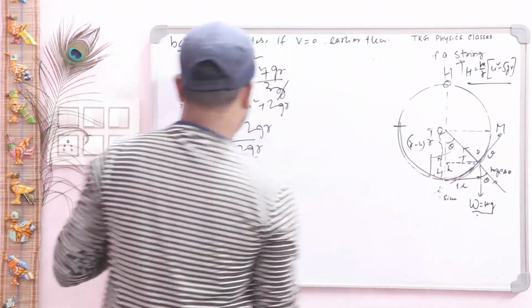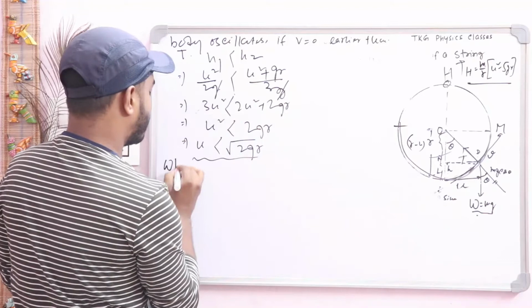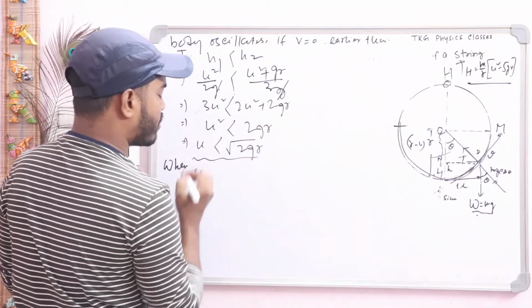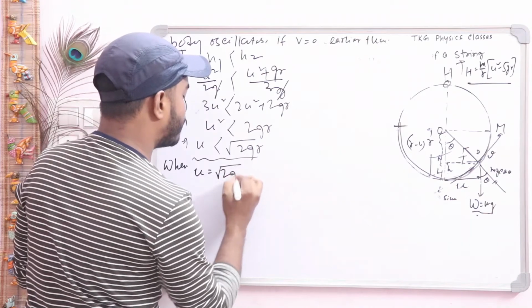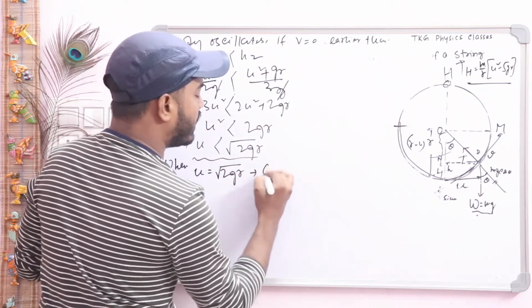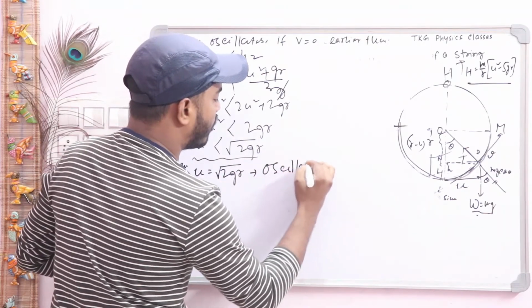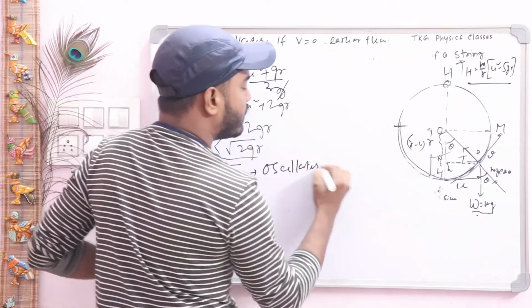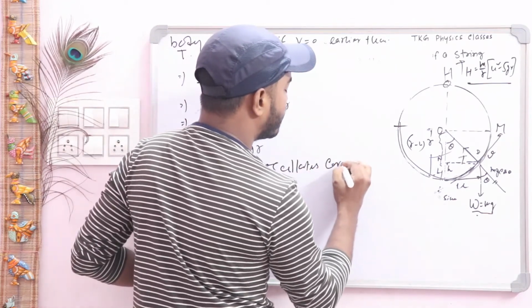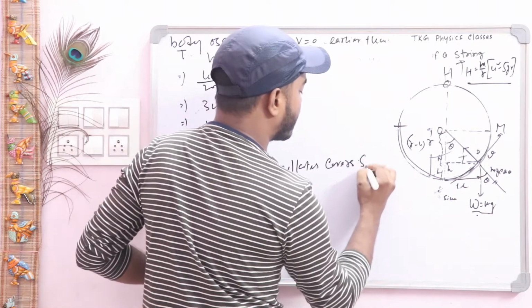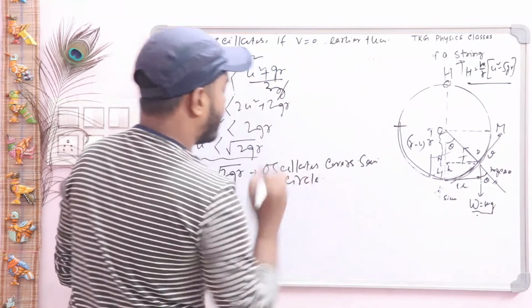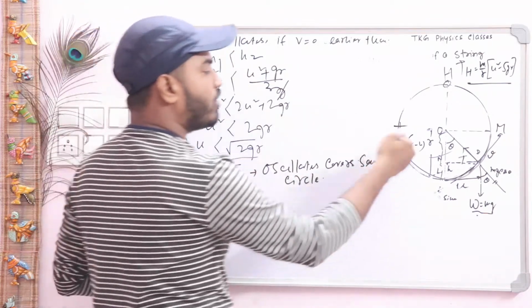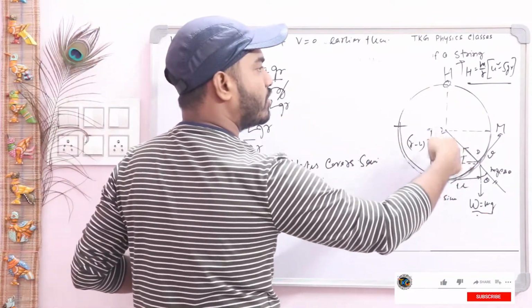Okay, so this is the condition, very important, students, for competitive exam purpose. When u is equal to root under 2gr, the body oscillates and covers the semicircle, and when less than root under 2gr, the body oscillates somewhere here also.